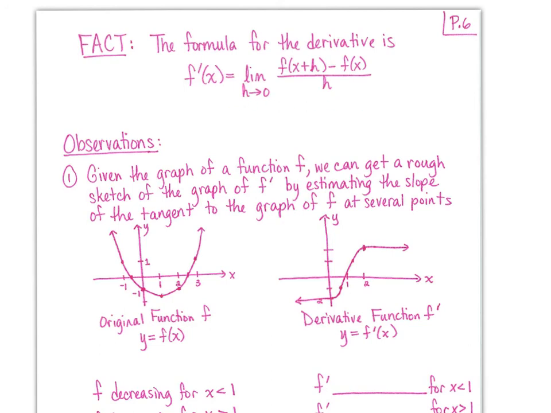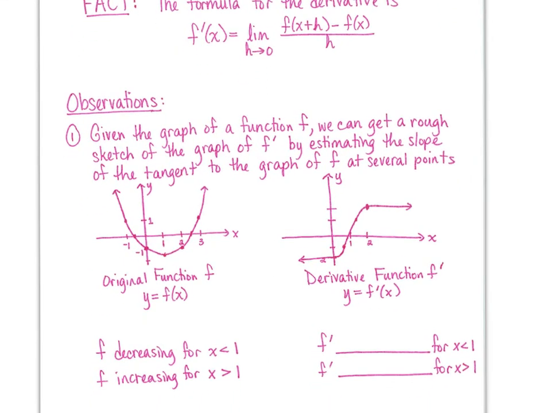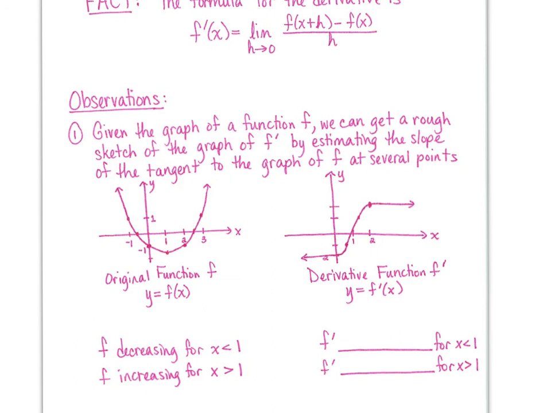So a few observations with what happens to the graph of a given function whenever you're talking about the derivative. Given the graph of a function f, we can get a rough sketch of the graph of its derivative by estimating the slope of the tangent to the graph of f at several points. Here, I've sketched the graph of a function, y equals f of x. Notice that this function is decreasing when x is less than 1. When x is greater than 1, the function is increasing, right?